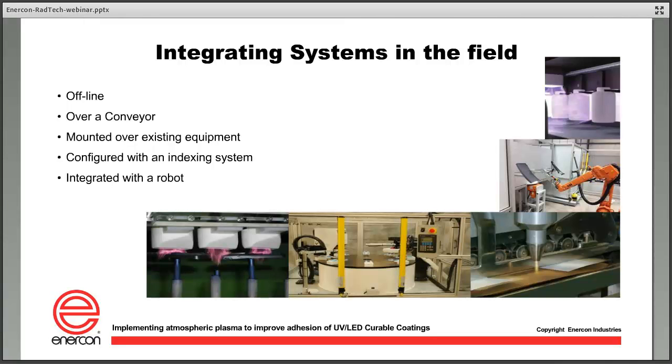A couple of different ways you can then integrate, as you're thinking, okay, how do I get it as close to my UV curing process as possible? You can do it offline. You could use these systems over conveyor. I mentioned integrating into existing equipment.